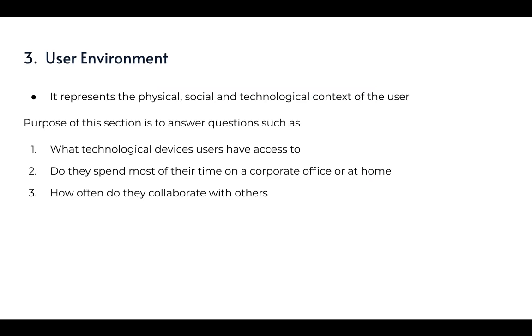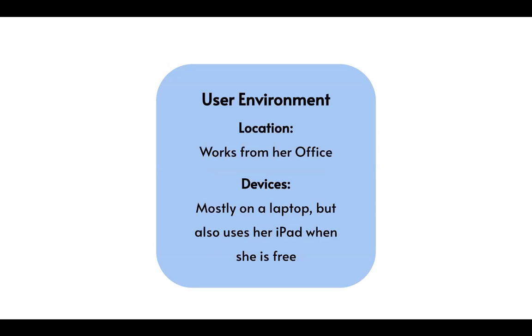Next. User environment represents the physical, social, and technological context of the user, meaning that it focuses on answering questions such as the technological devices they use, whether they spend most time in the office or at home, and how often they collaborate with others. An example can be she works from her office mainly on her laptop, but she also uses her iPad when she's free during the weekends.